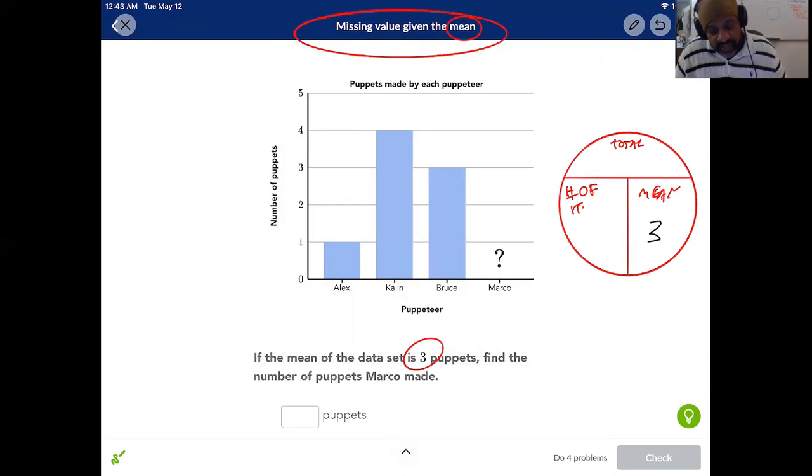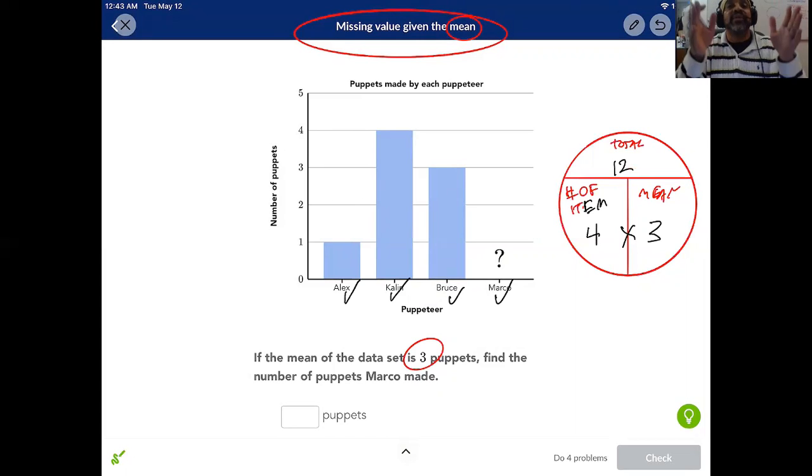Now, what we need to know is how many items do we have? Right, so we have Alex, Kaylin, Bruce, and Marco. So that's 4 people. So what we know is if we have 4 items and the mean is 3, 4 times 3 is going to give us 12. So the total number of puppets that we have is going to be 12, okay?